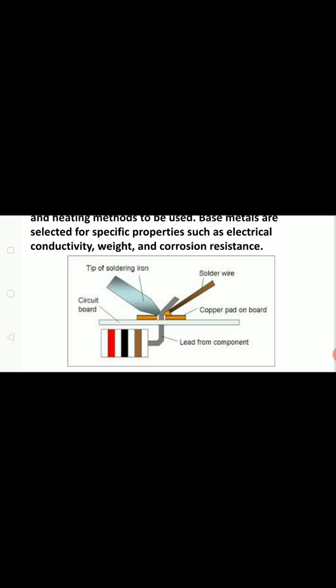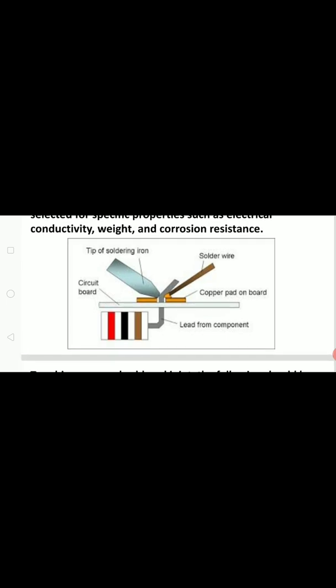Then copper pad on the board, and copper pad on the parts to be joined. In between, lead, meaning a fusible alloy, is passed. When the soldering iron is heated to its temperature, it supplies heat to the fusible alloy, which melts and soaks in between the parts to be joined. All these arrangements are given in the schematic diagram.